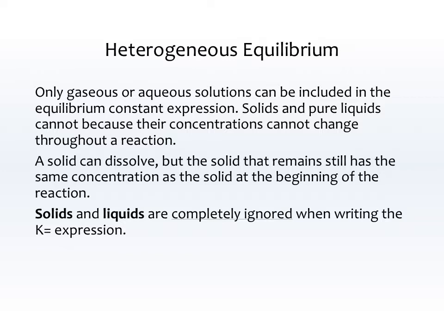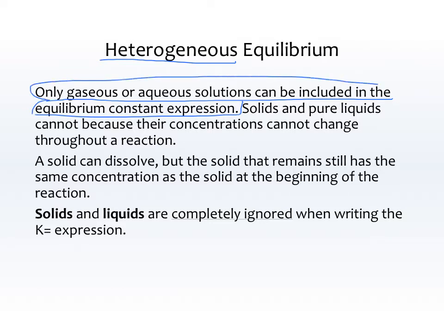Now let's look at heterogeneous equilibrium. Remember that heterogeneous means that things are different. They're not all the same. And in this case, they're not all gases or they're not all solutions. There might be gases and solids and liquids all in one reaction. So only gaseous or aqueous species can be included in the equilibrium constant expression. This is a really important thing that you just got to remember.